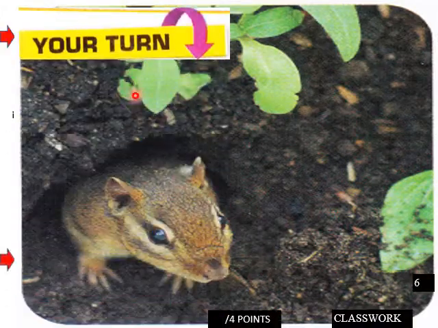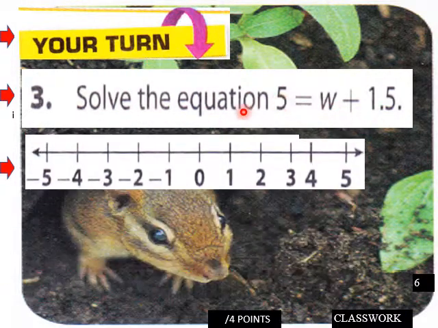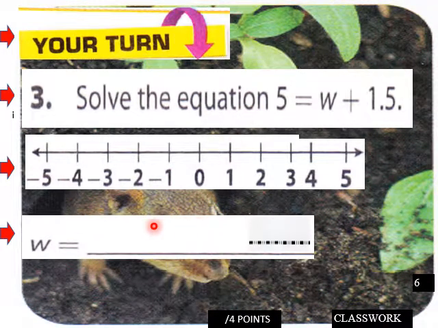Let's try one now. Your turn. Solve the equation 5 equals w plus 1.5. On a number line, which we have here, w will equal what? So how do we isolate w? We have to subtract 1.5. Well, this is your turn, students. I'm going to let you do this. Teachers, give your students about 30 seconds to solve this one.